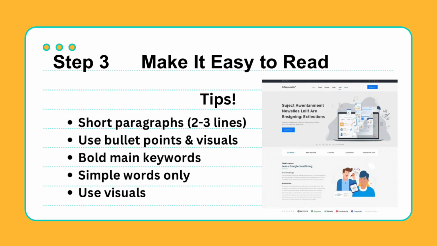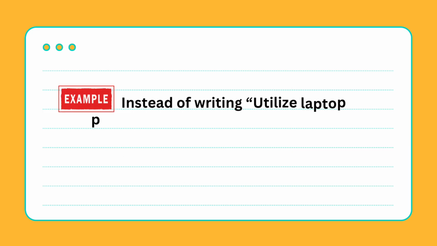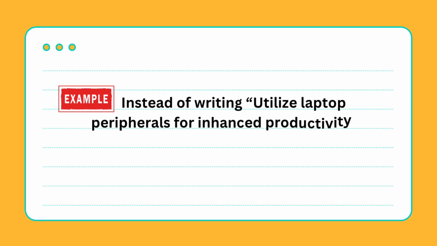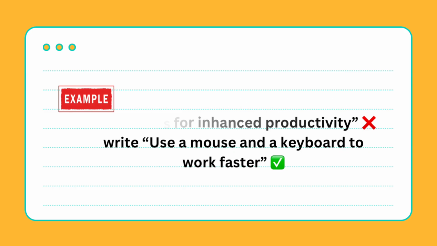Add visuals like images or infographics. Example: instead of writing, "utilize laptop peripherals for enhanced productivity," write something simpler like: "use a mouse and keyboard to work faster." Simple writing always works better.